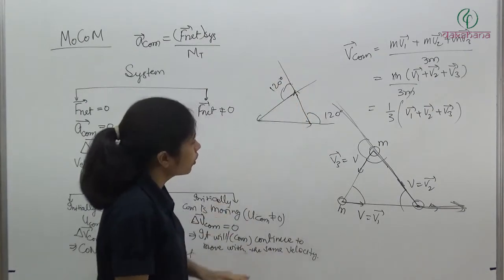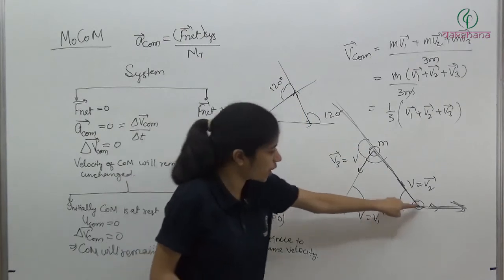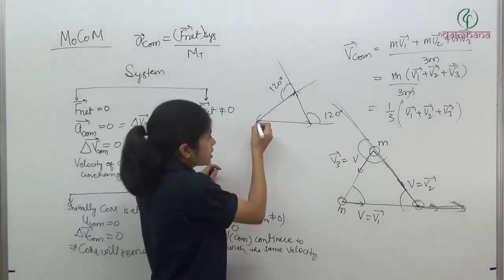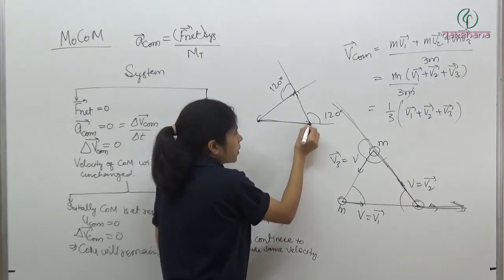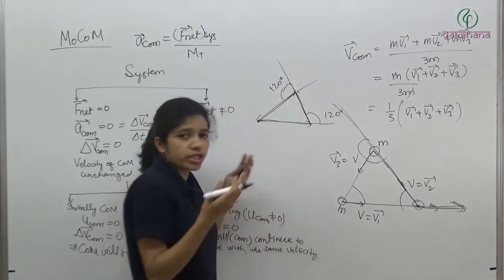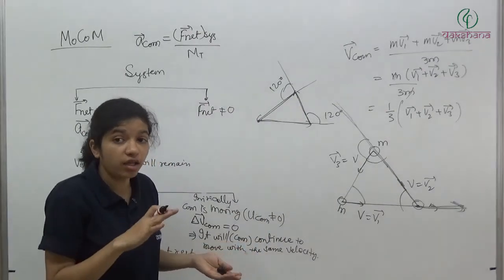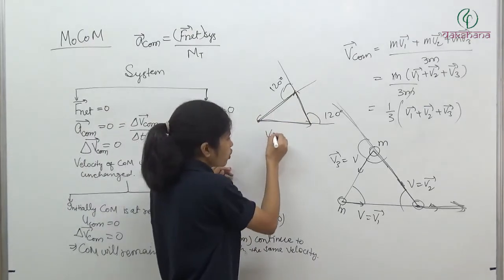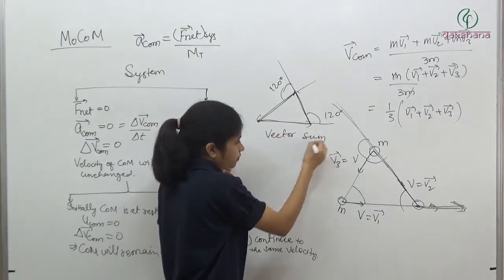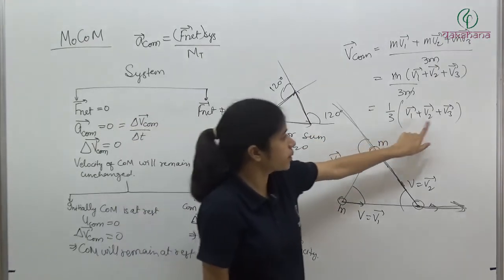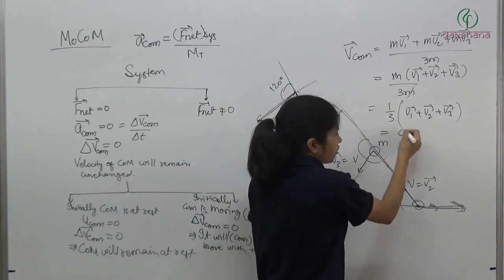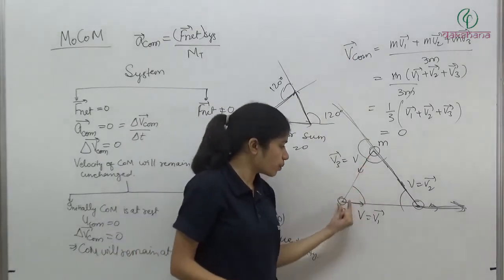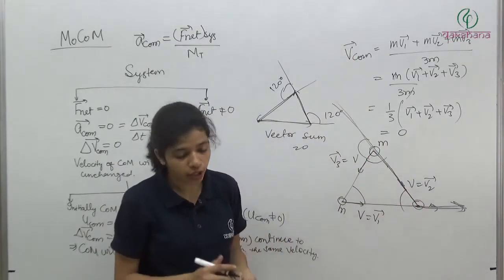Clear? So now we have three vectors which are making an equilateral triangle. When we make a closed geometry, we started from this place, first vector plus second vector plus third vector, and came back to the same place. If you take the vectors as displacement, what is the displacement? 0. So the vector sum will also be 0. So here v1 plus v2 plus v3 is 0. So the velocity of center of mass is 0. These individual particles are moving, but the velocity of center of mass is 0.